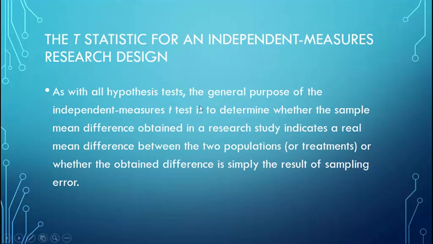And as with all of our hypothesis tests, the general idea is that our independent measures or independent samples t-tests will determine whether the mean differences that we see in our sample are what we would consider to be real differences that we would think we would see in the populations, or if the difference between the two groups is simply a result of sampling error. Remember, we're using samples, independent samples, t-test. So we use two samples, and we're getting a mean.